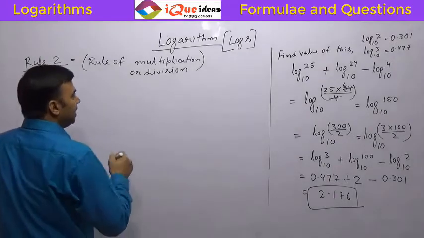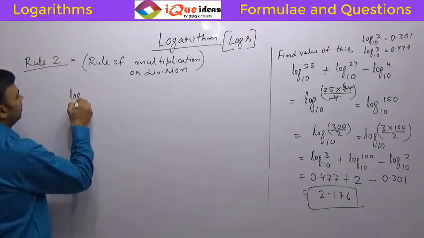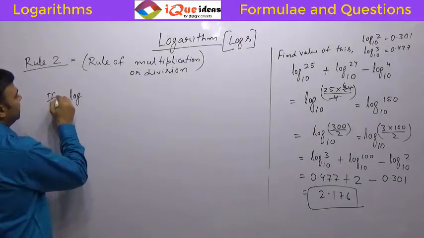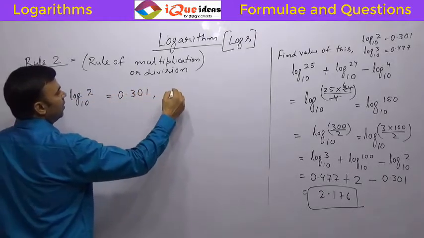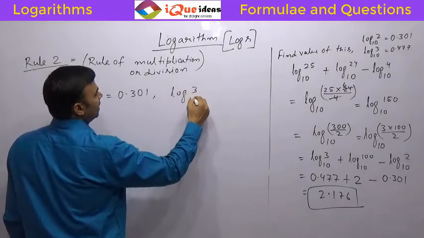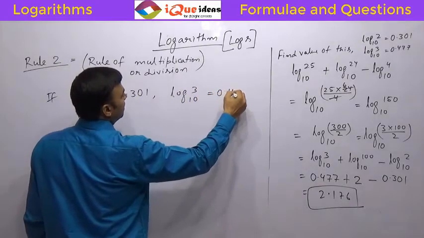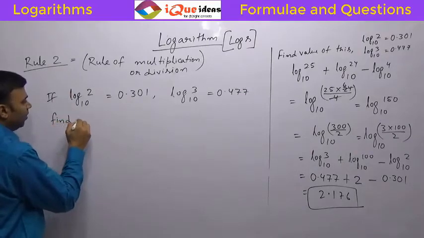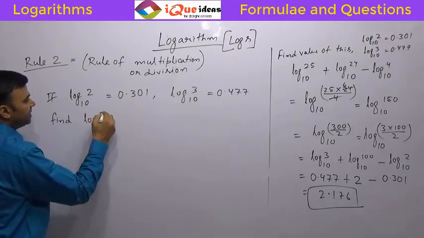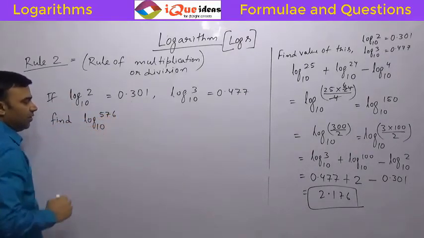Suppose we use the same data and it says log 2 to the base 10 is 0.301, log 3 to the base 10 is 0.477. And the question says find the value of log 576 to the base 10. How do we do this?